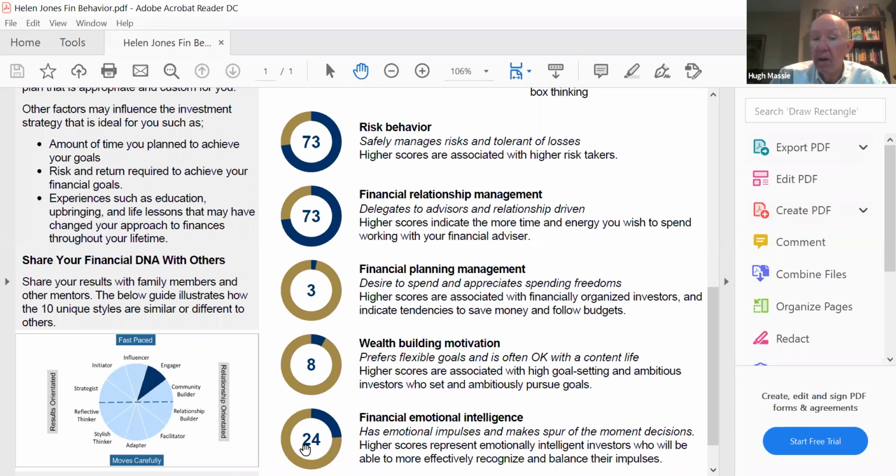Whereas the people that are higher in here will tend to be a bit more rational, and will possibly slow it down when they're under pressure. They will check themselves before they wreck themselves if they're highly financially emotionally intelligent, and maybe be more logical when those pressure situations come, particularly if the market goes down. So here you'd know not to trust Helen's behaviour under extreme pressure, in terms of making an emotional decision.